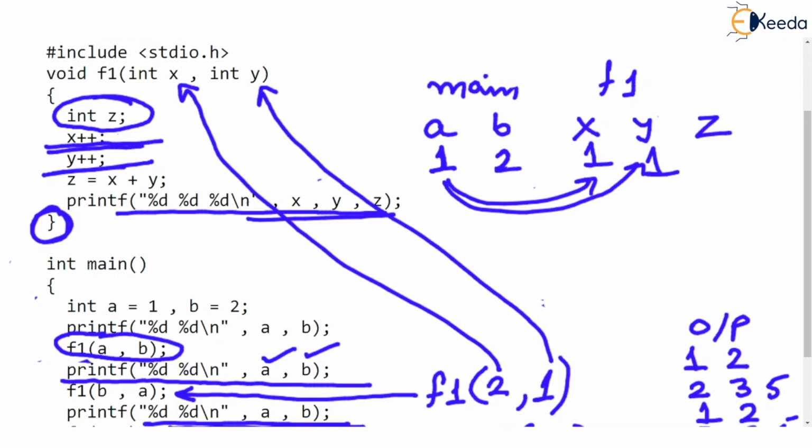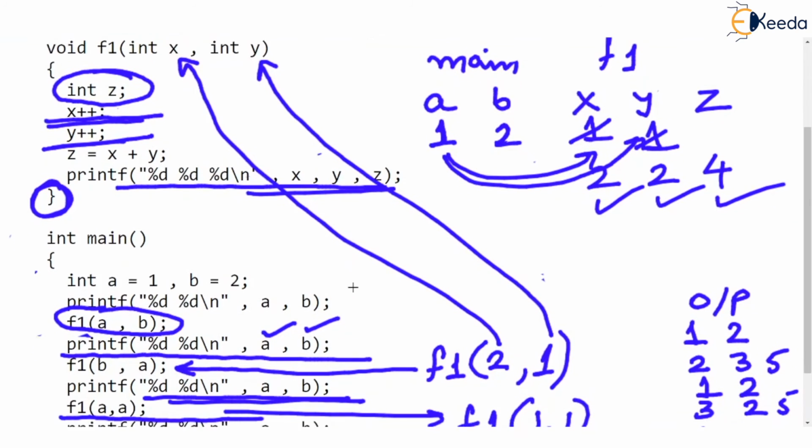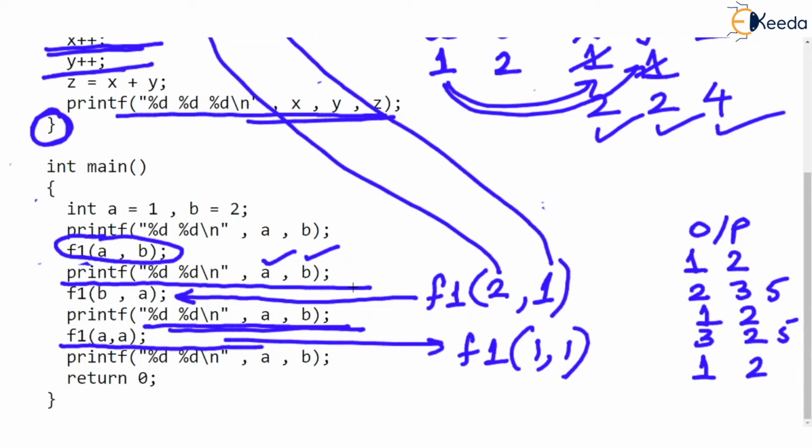Z is a variable declared. Then in the function we do X plus plus, Y plus plus and Z becomes X plus Y. And then at the end we are printing X, Y and Z. So the next output is going to be 2, 2, 4. Okay, 2, 2, 4. And then we come back to main.